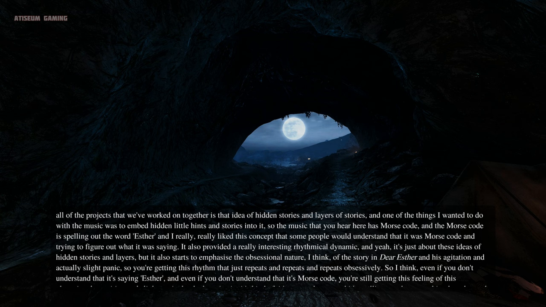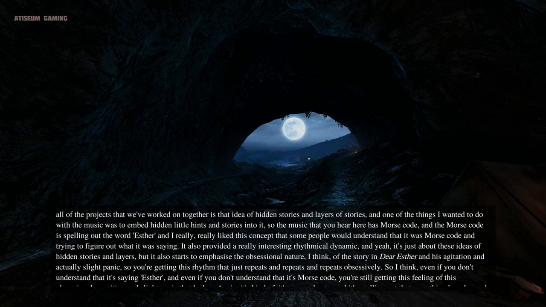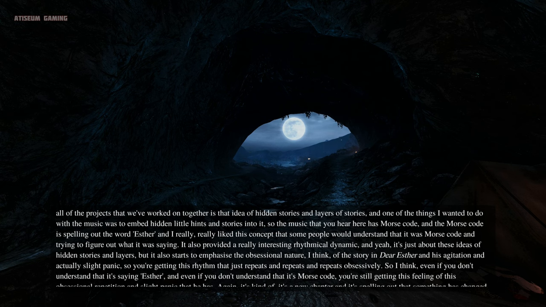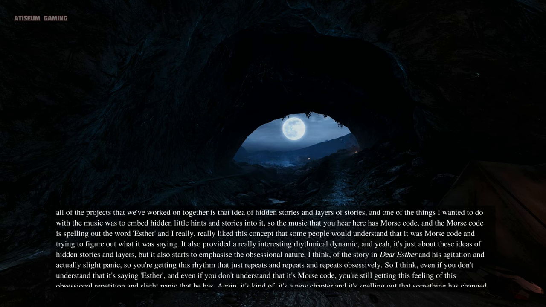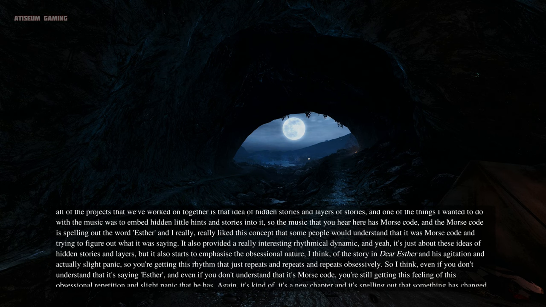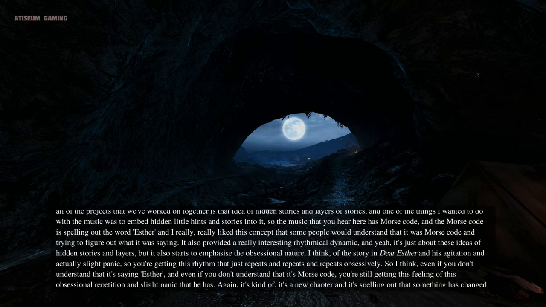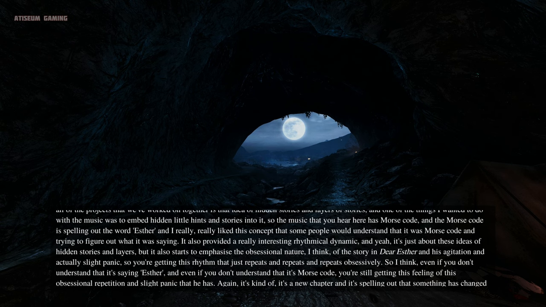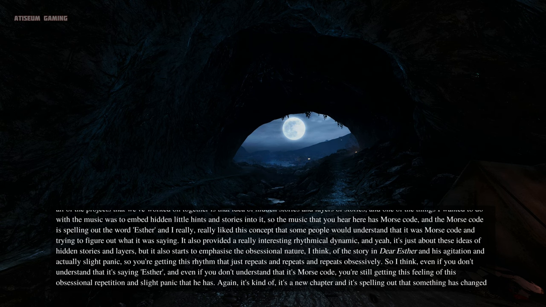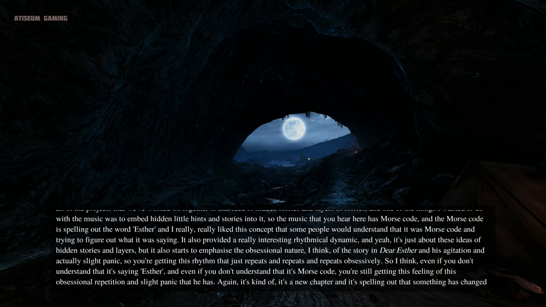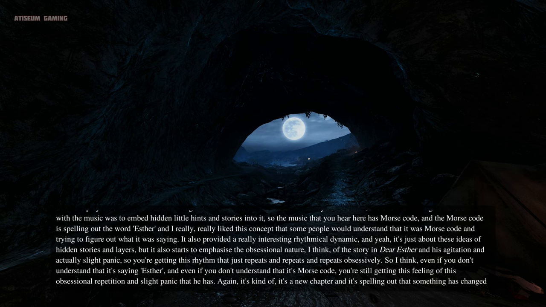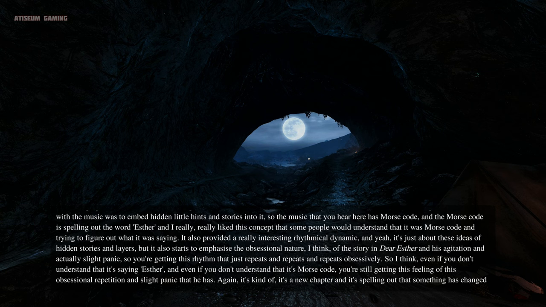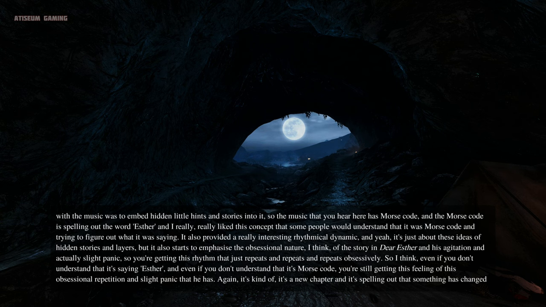And I really liked this concept that some people would understand that it was Morse code and try to figure out what it was saying. It also provided a really interesting rhythmical dynamic. It's about these ideas of hidden stories and layers, but it also starts to emphasize the obsessional nature of the story in Dear Esther and his agitation and slight panic. So you're getting this rhythm that just repeats and repeats obsessively.